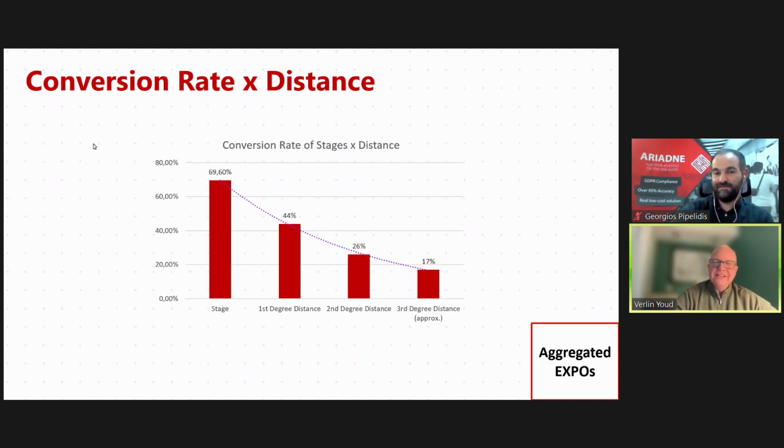The next one is something that you've probably seen if you're a mall operator or thinking about malls. Again, this is in an exposition. Out of everyone that goes to the presentation, 69% end up going to other booths. 44% go to a booth right around the presentation area. 26% go to the next ring of booths around that area. And just 17% go to booths that may be 3 or 4 booths away from the presentation area. So the effect of the presentation reduces very quickly based on the distance away from the presentation itself.